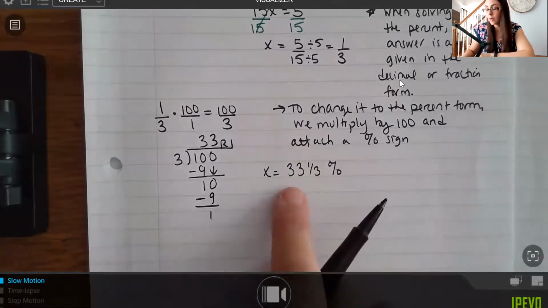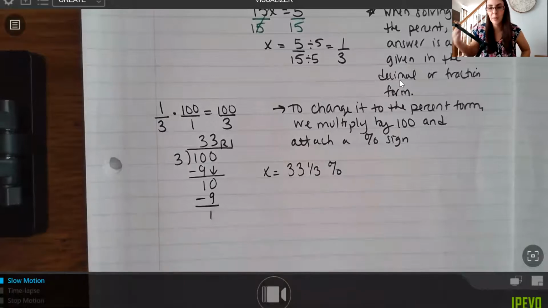I can also write this as 33.33333. That's going to be a repeating percent as well if I need the decimal form, or I could round if I needed to there too. It just depends on how we want to write our final answer.